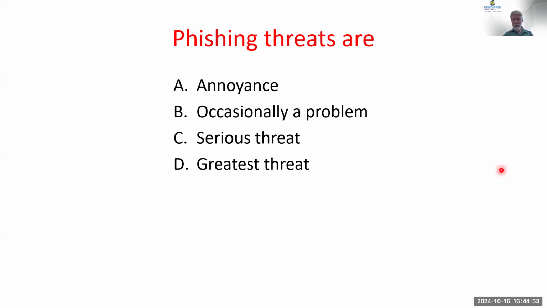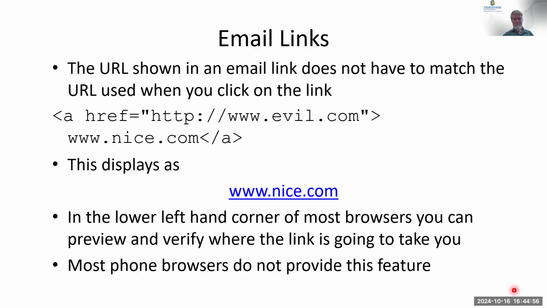Okay, moving on. Now, one thing I've talked about before, one thing you can do in an email is you can have an email that displays www.nice.com, but that's not where it goes when you click on it. In this case, it goes to www.evil.com. This is HTML, a hyperlink reference goes to this, and it displays that. It doesn't have to display the same thing. And so it will go to where the link says. So if you click on this, it's not going to go to that site.